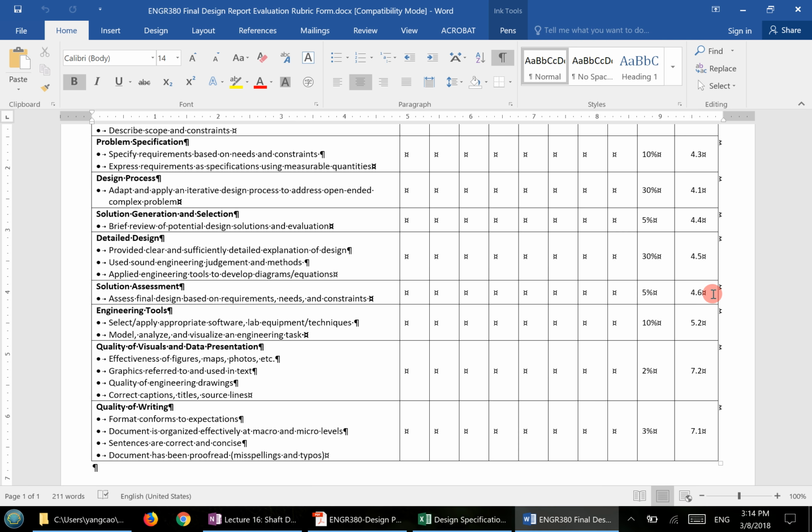There's different weighting here. You can take a look, the biggest weight is on the design process, in the design portion.